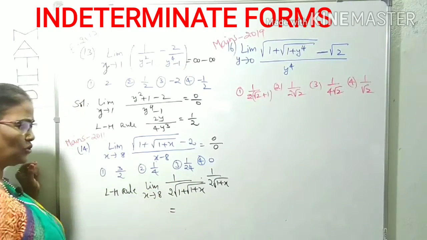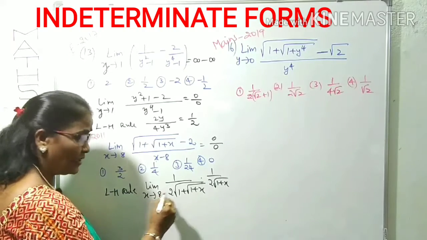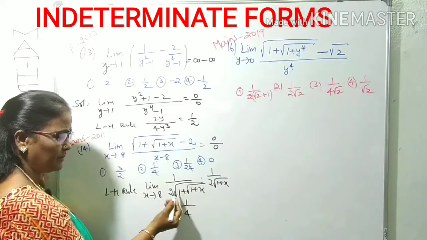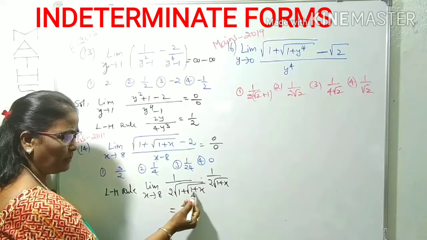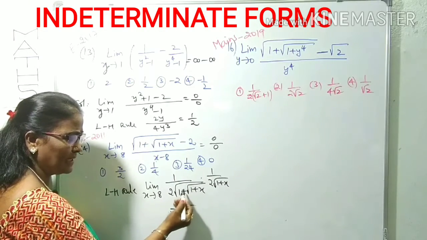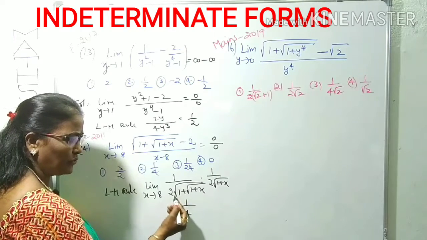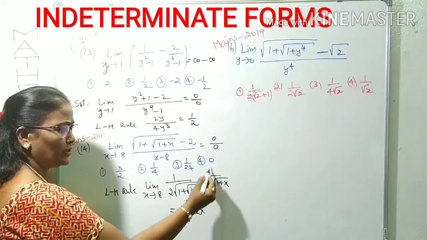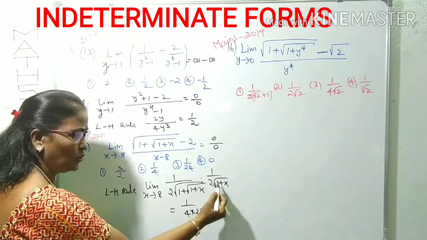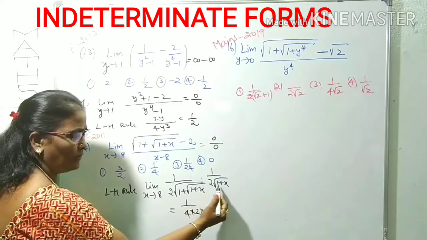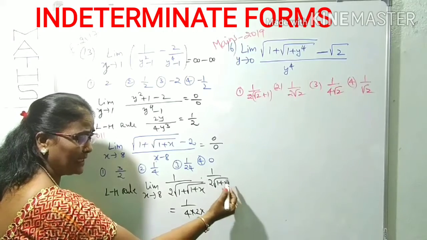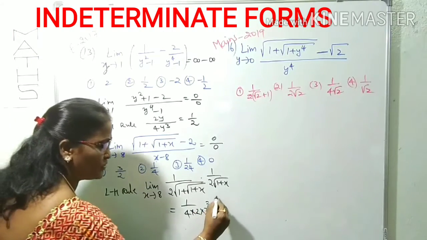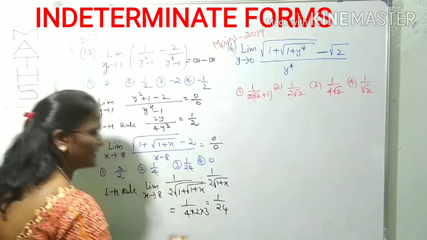Now come to the solution. By taking x is equal to 8: 2 into 2, 4, 1 by 4 into, come to this point, root over 1 plus root 1 plus 8, 9. Root 9 is 3. 1 plus 3, 4. Root 4 is 2. Yes, into 2. Into here also, 2 into 2 I have written already. Root over 8, 1 plus 8 is 9. Root 9 is 3. Simply 4, 2 is 8, 8 3 is 24. 1 by 24 is its answer.